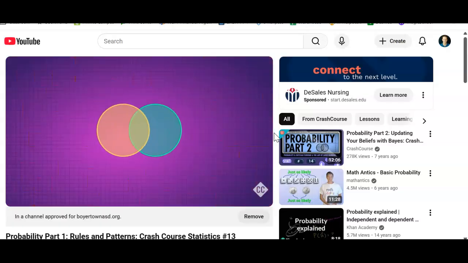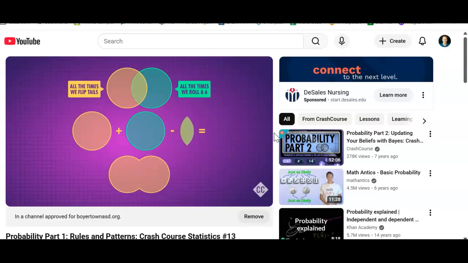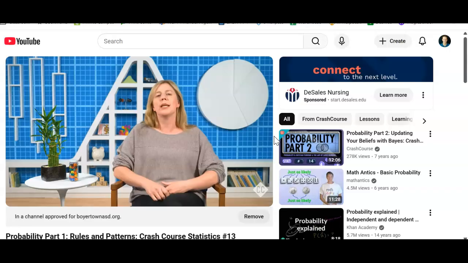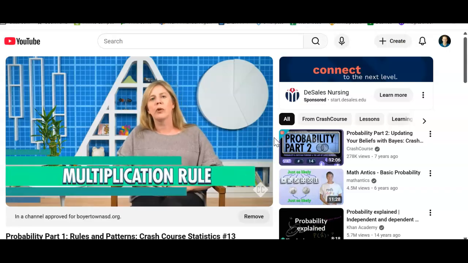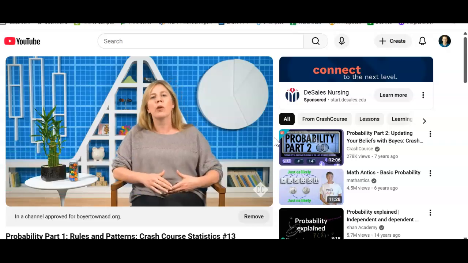Let's put these probabilities into a Venn diagram, and we can see even more clearly why we need to subtract P of tails and 6. If this circle is all the times we flip tails and the other circle is all the times we roll a 6, the overlapping area is counted twice if we simply added the 2 circles together. In this simple case, we could easily see what the probability of tails and 6 is, but sometimes it's not so easy to figure out. That's why we have the multiplication rule, which helps us figure out the probability of 2 or more things happening at the same time.